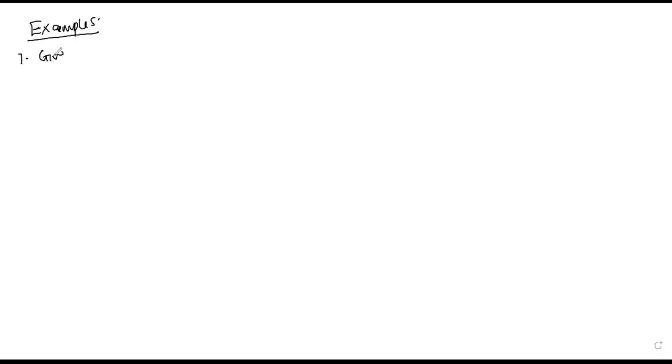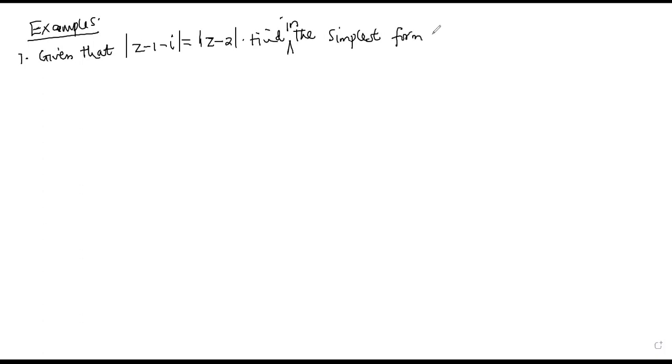One, given that the magnitude of z minus 1 minus i is equal to the magnitude of z minus 2, find, in the simplest form, the Cartesian equation of the locus.